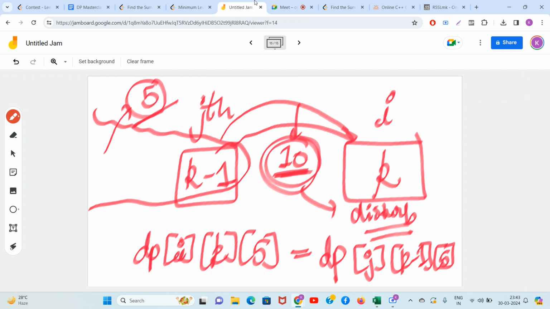Whenever you are at index i, you need to be very, very careful about what is going on. So in general, what will be the formulations, guys? You need to know many things, right? Many things you need to know.